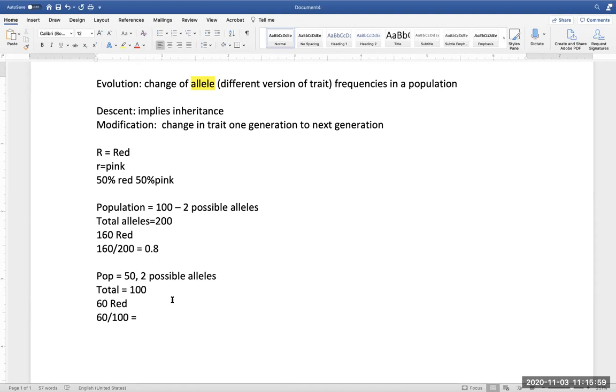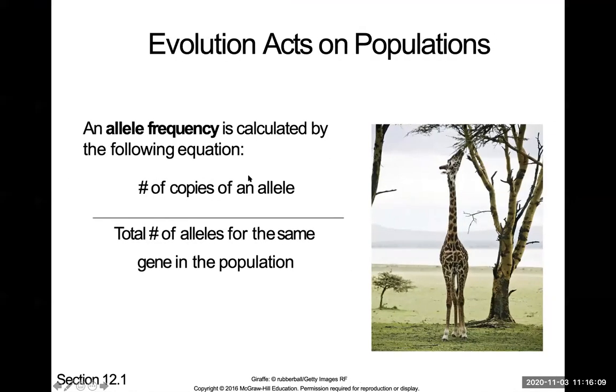If I ask you this on the exam, I'll tell you this is the total number of population. This is the possible alleles, and this many are red. So you're just going to apply this. You're going to divide it, and you're going to get the allele frequency for that. This might be difficult for you to understand if you don't understand chapter 10.